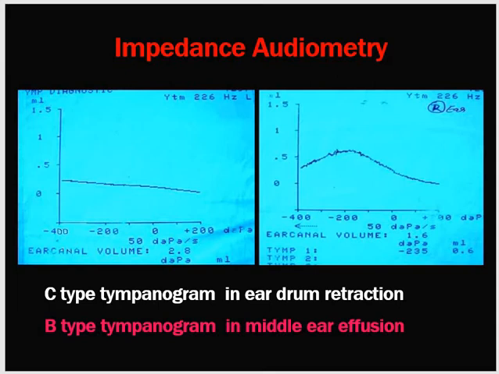But when there is fluid in the middle ear cavity, there will be a B-type tympanogram. This is the B-type tympanogram, you can see here. And this is the C-type tympanogram, which is found in the early stage of OME or retraction of the tympanic membrane.